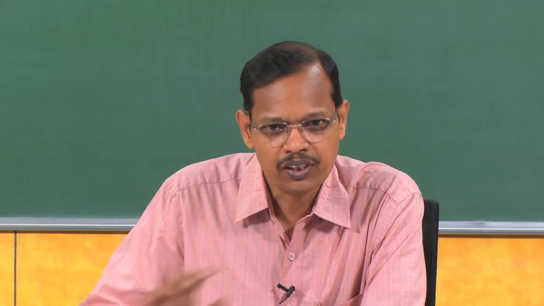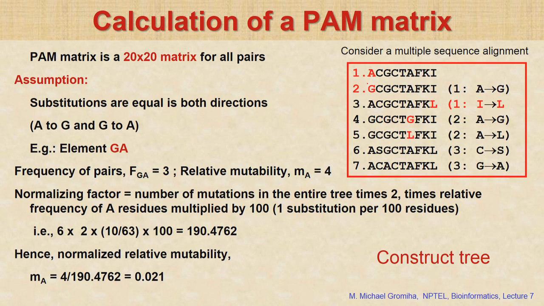So, I will show an example of how to construct a PAM matrix. We see one sequence here: A, C, G, C, T, A, F, K, I. In the first case, A is mutated to G. So, we can construct a tree. The first one we have is this sequence A, C, G, C, T, A, F, K, I. Here A is mutated to G. So, here this A comes to G, and the second one, I is mutated to L.